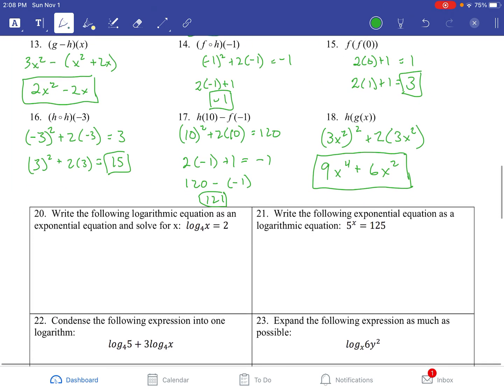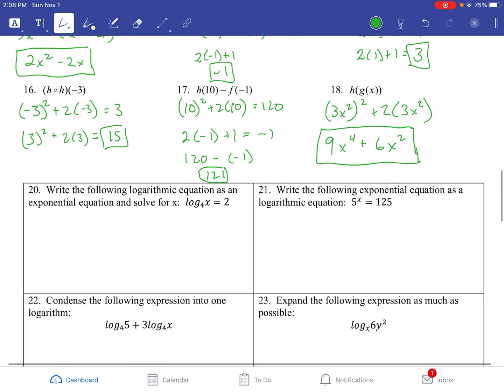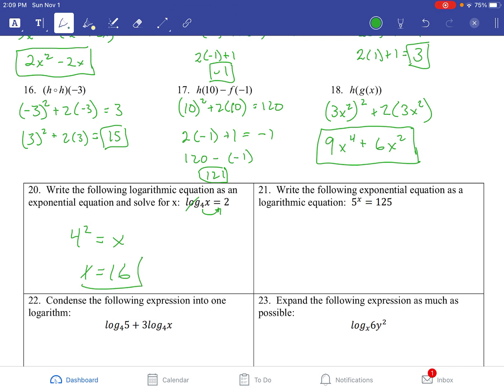Okay, those are the composite functions. Next we get into the logarithms. So we want to write an exponential equation and then solve. So we're going to smash the log. The 4 becomes the base for the exponent of 2. And that equals x. So 4 squared is 16.